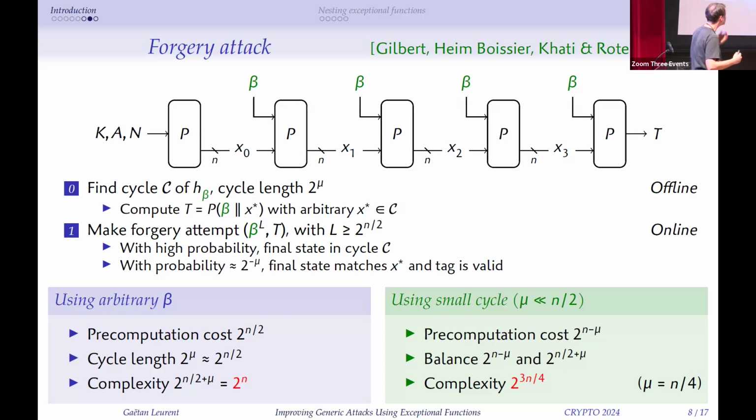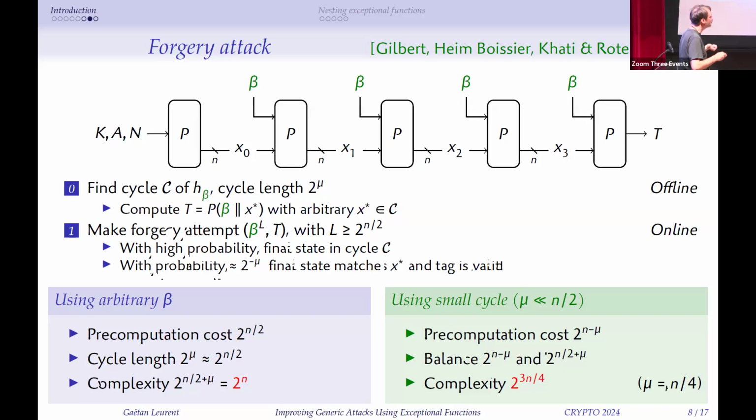And in terms of complexity, if you do this by just picking an arbitrary beta, then you expect that the cycle at the end has length about 2^(n/2). So the probability of success of your attack is about 2^(-n/2). So you have to repeat 2^(n/2) times, and you use a message of length 2^(n/2) so that you reach the cycle, and you end up with complexity 2^n. So that's not very interesting.